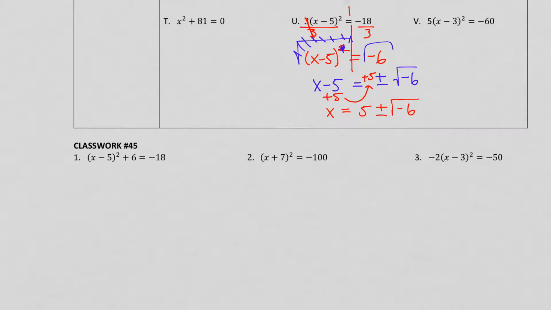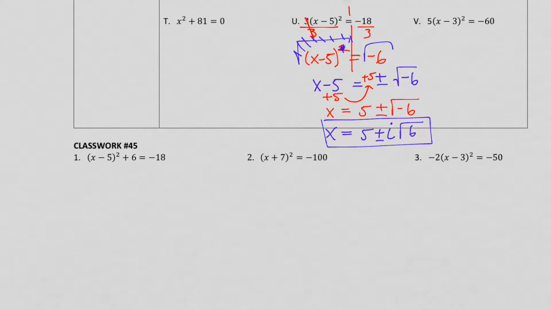Now to finish the simplification, I do want to take care of this negative under the square root. We now know that the square root of negative 1 equals i. So I can take this minus sign out as an i, leaving me just the positive 6 inside. With that last simplification, I get 5 plus or minus i radical 6, and I've now solved example U.